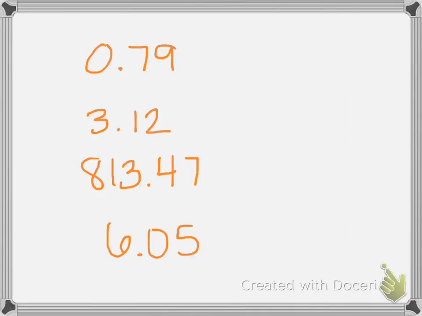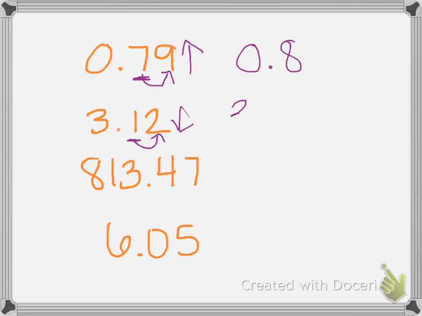Number 4 says round each decimal to the nearest tenth. Our first one, we have 0 and 79 hundredths. Our tenth is the 7. We look to the right, it's a 9, so we know we have to round up. So we would round up to 8. Next one, we have 3 and 12 hundredths. Again, we look at our tenths, which is a 1. We look to the right, which is a 2, so we round down. So our answer is 3 and 1/10.